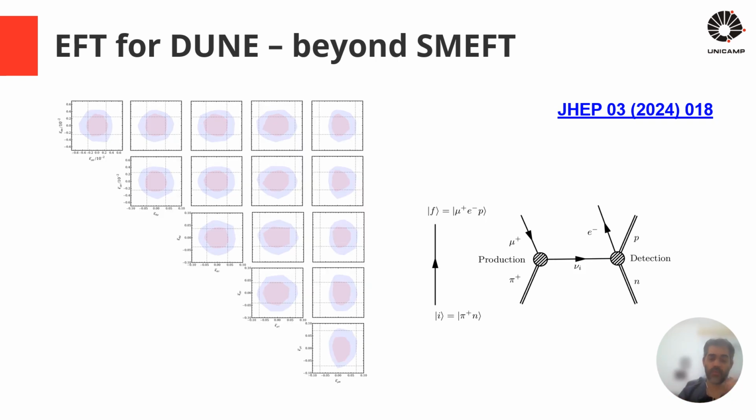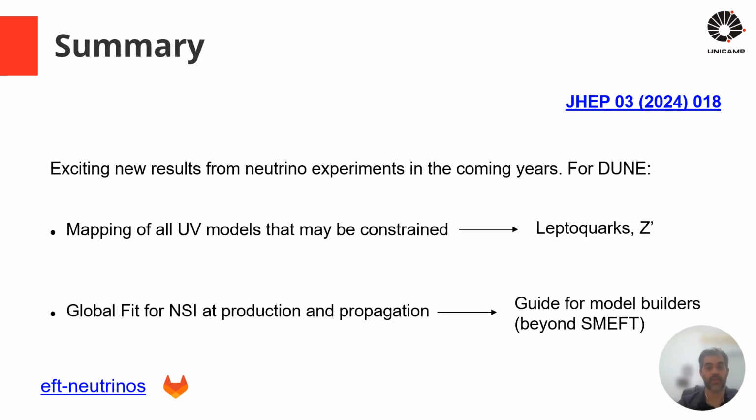That was for propagation. Now for production, in principle DUNE cannot provide many new constraints, because from pion decay there are already very stringent bounds on these NSIs, and DUNE cannot provide much improvement here.